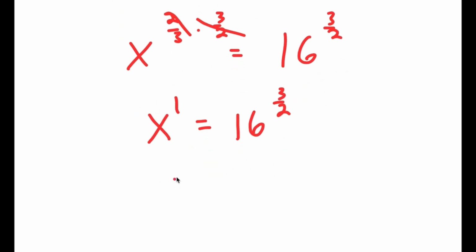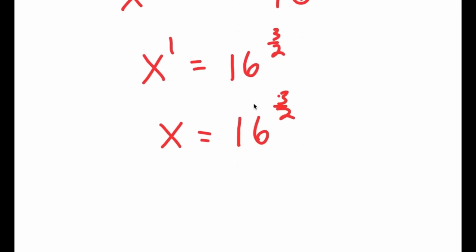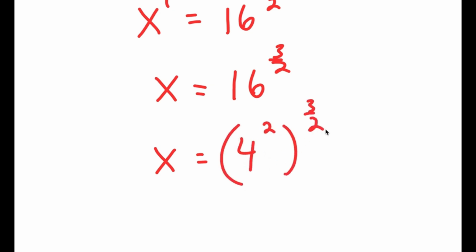And x to the power of 1 is the same thing as x, so I get x is equal to 16 to the power of 3 over 2. However, we're not done yet, because we still have to simplify this. 16 to the power of 3 over 2 is the same thing as 4 squared to the power of 3 over 2.